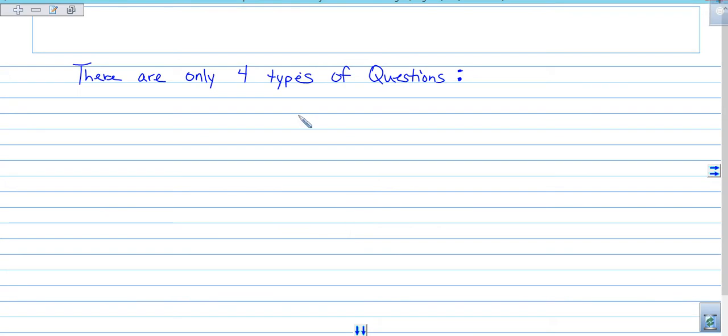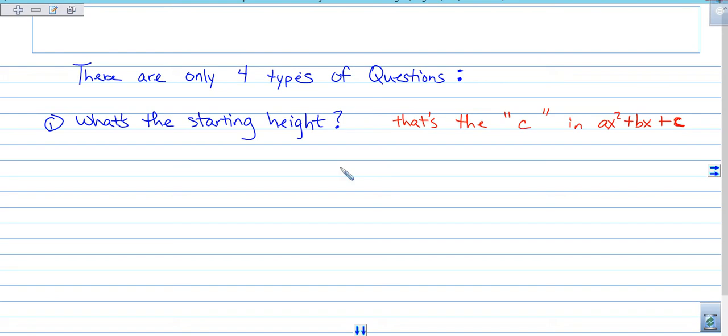Okay? There are only 4 types of questions when you get a projectile motion question. And if you can learn to identify these 4 types of questions that they're going to ask you, then you'll be great at answering projectile motion questions, because you already know all the parts already. First, they'll ask you, what's the starting height? Well, that's just the c in the ax squared plus bx plus c, or that number that does not have a letter on it.